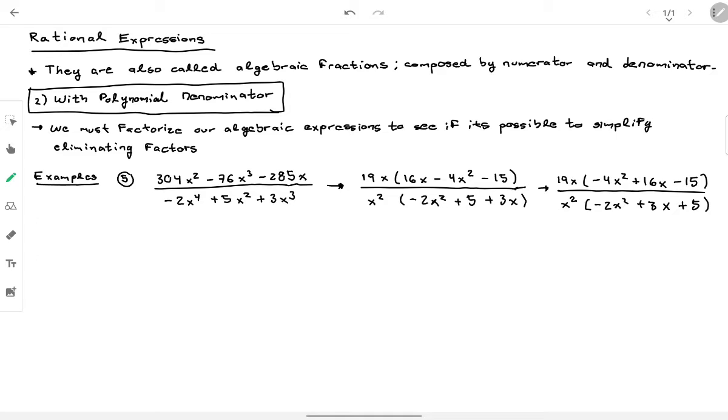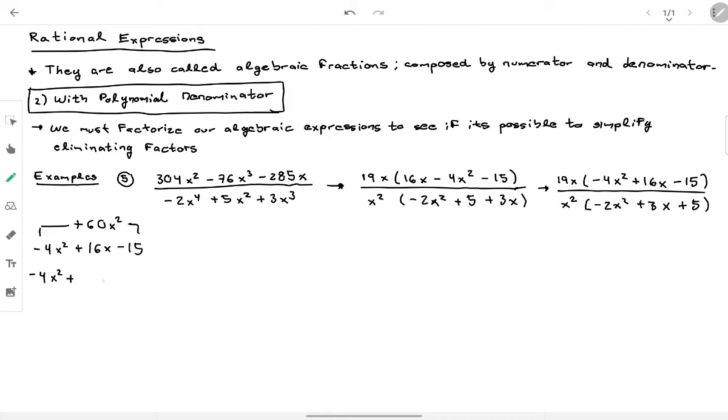So all of them are going to have an ax squared plus bx plus c trinomial. So let's see if it's possible to factorize them. The first one I have is minus 4x squared plus 16x minus 15. So we need two numbers that when multiplied, it's going to be plus 60x squared.